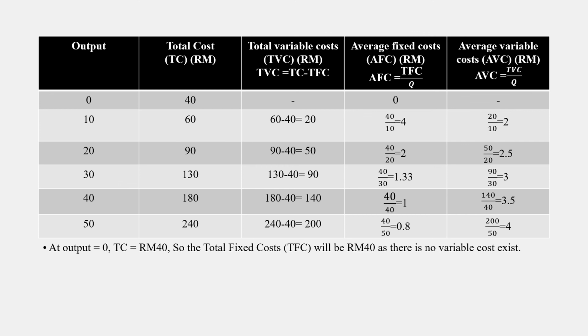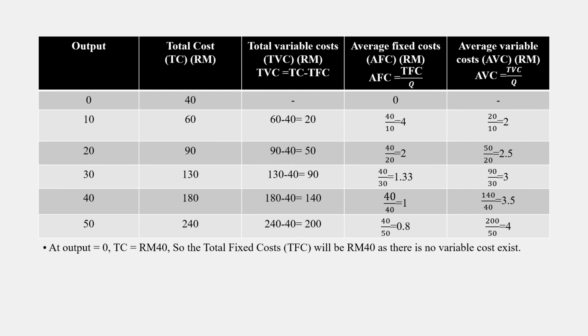The next is average fixed cost. Average fixed cost equals total fixed cost divided by output. And then the answer is 4, 2, 1.33, 1, and 0.8.